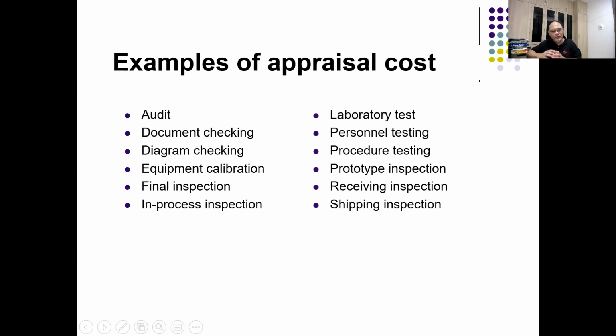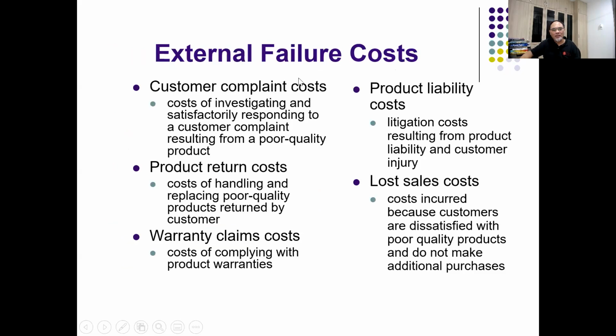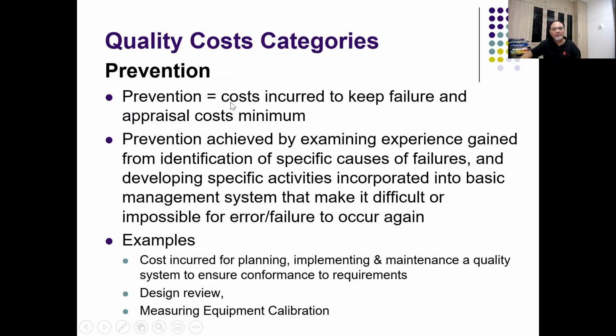Okay. So if you increase appraisal costs for prevention and it balances up with failure costs, I mean, if you spend money on appraisal and failure cost reduces, it's okay because you are getting a return on investment on appraisal. So I've already mentioned to you failure costs, appraisal costs, and finally prevention. Prevention is anything that you spend, cost incurred for planning, implementing, and maintaining a quality system to ensure conformance to requirements.